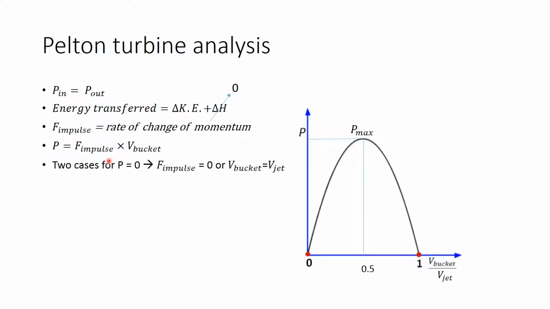If the Pelton wheel buckets are held stationary, then even if there is huge impulsive force, power extraction will be zero. Similarly, if buckets are moving with the same speed as the jet, then also the power extraction will be zero. In short, the power extraction is zero both at zero bucket speed and when the bucket speed is the same as the jet speed. The maximum power extraction happens when the bucket speed is half the jet speed.